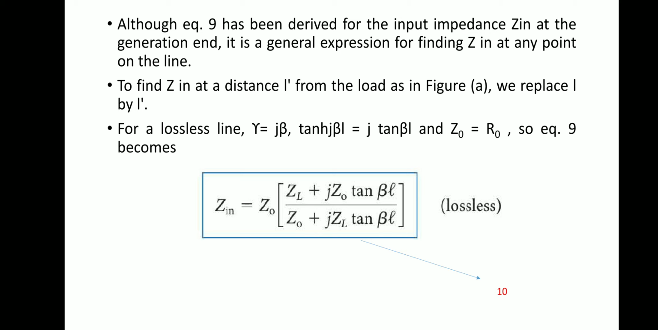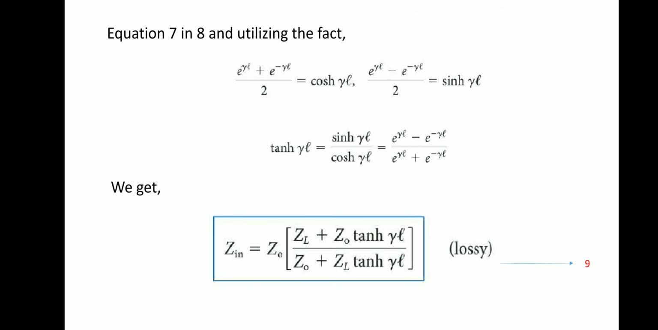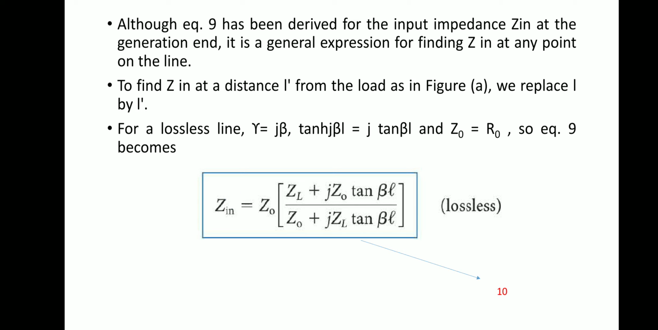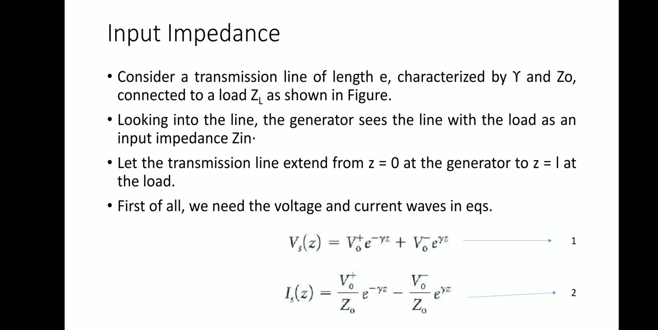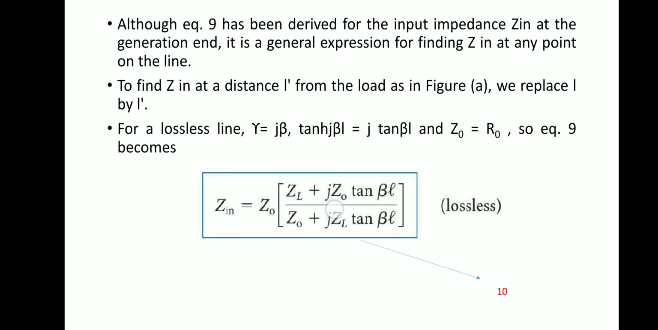Tanh j beta L is j tan beta L, and this Z0 we can also write as R0. So we can write Z in as Z0 into (ZL plus j Z0 tan beta L) divided by (Z0 plus j ZL tan beta L). This is the input impedance at any point of a lossless transmission line. The earlier one is for a lossy transmission line, where it should be tanh gamma L, and for a lossless line it should be j tan beta L. That's the difference. This way we can derive the expression for input impedance of a transmission line terminated with a load.